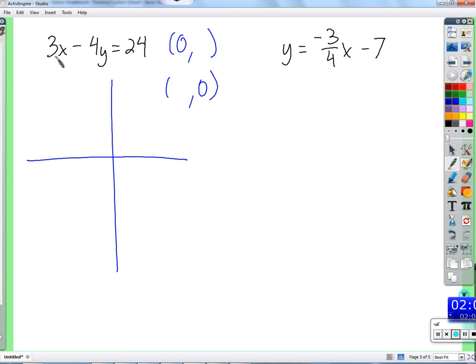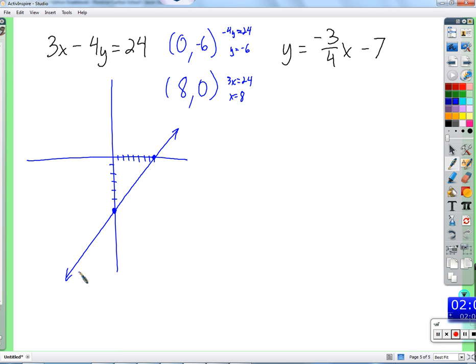So 0 for x, that's going to give me negative 4y equals 24. Divide by negative 4, y equals negative 6. So 0, negative 6. And if I plug in 0 for y, well, that's going to give me 3x equals 24, and x will be positive 8. So I have a point at 8, 0. All I'm asking for is for you to draw the line. You've done it successfully.